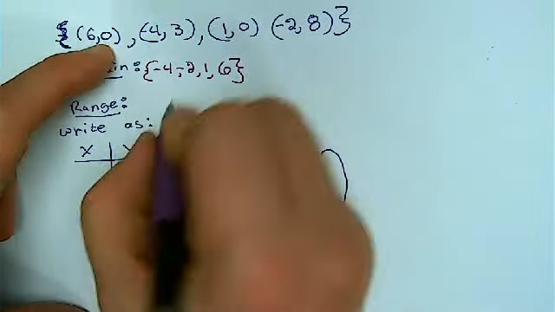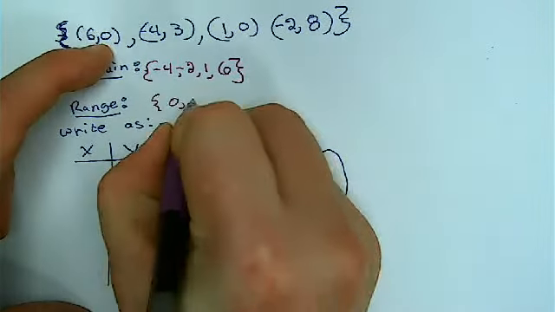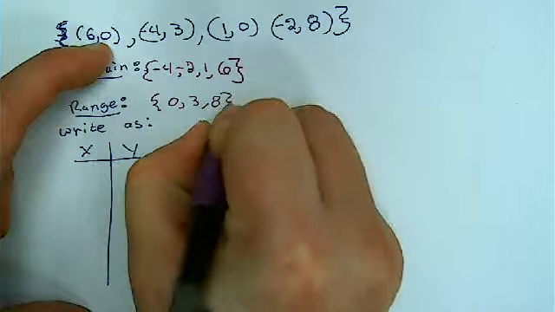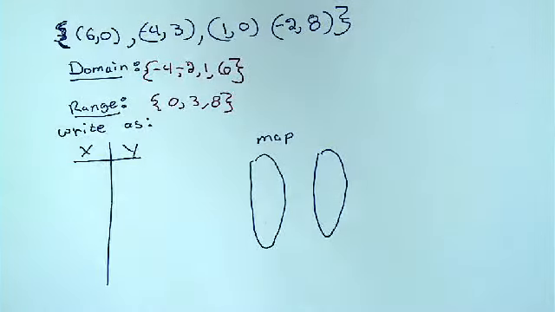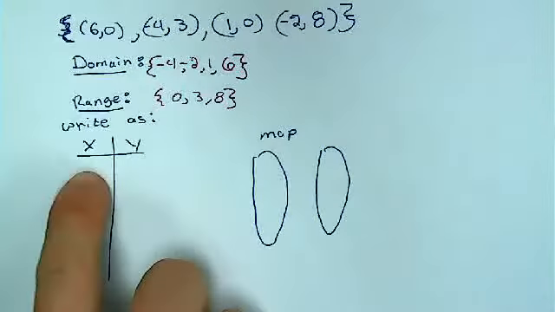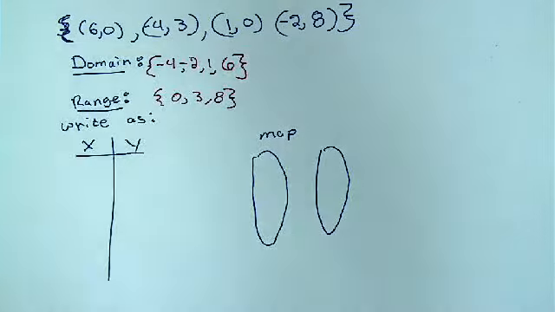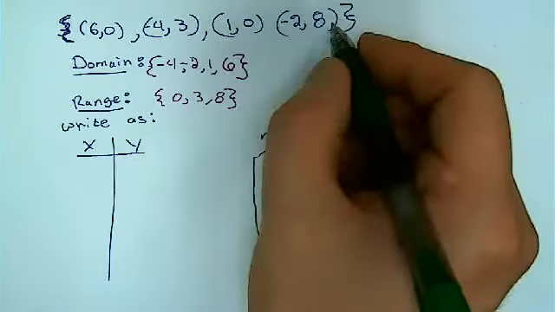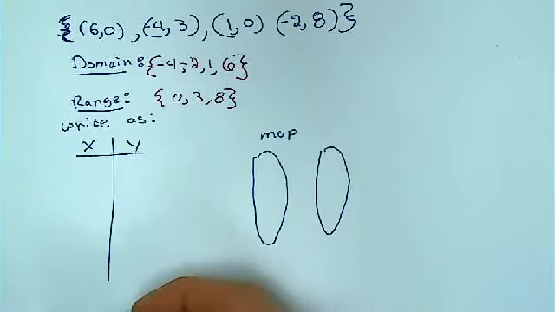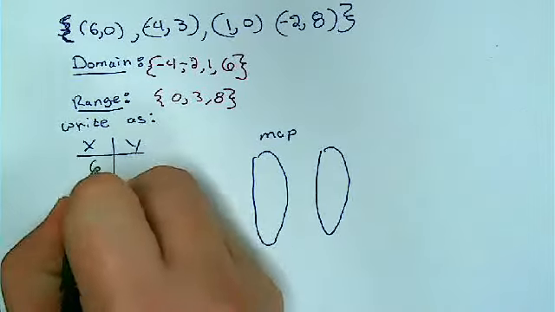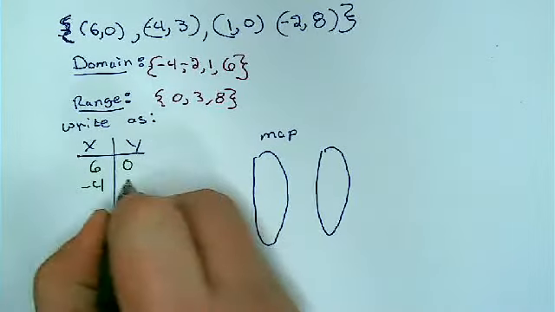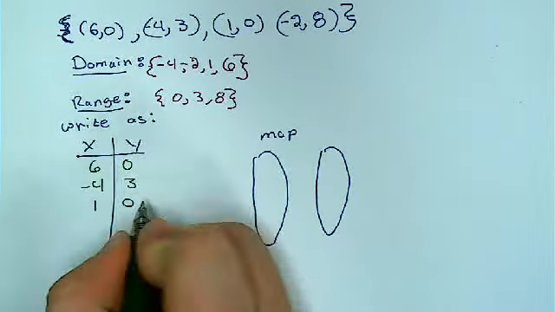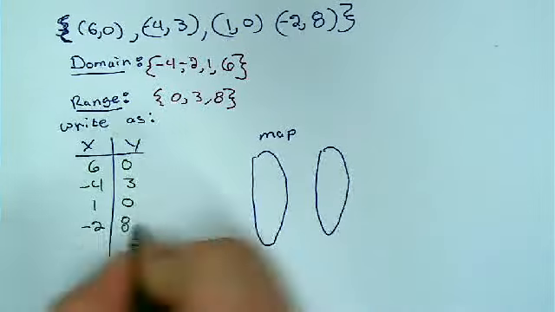0, 3, and 8. So when I write this as a table of values, I'm just going to go through and recopy the ordered pairs as x's and y's. I think this is intended to be practice at seeing things as a table of values for when we go through and do graphing.